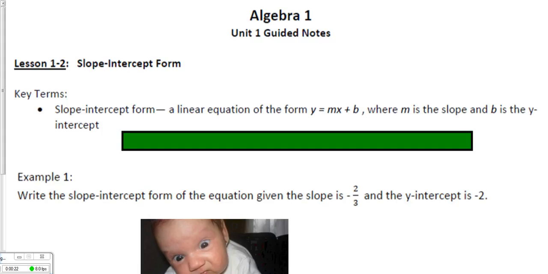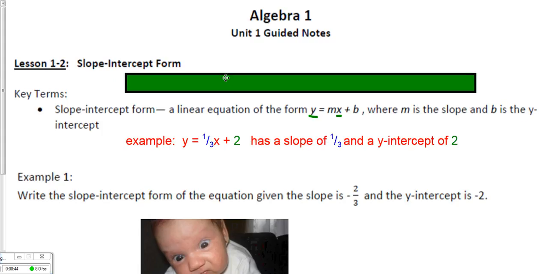Now, one thing to note, y and x should always just say y and x. This m and b are going to be actual numbers. Whatever number is right here in front of the x, we call that our m. It's known as our slope. Whatever number goes right here, we call that b, which is the y-intercept.